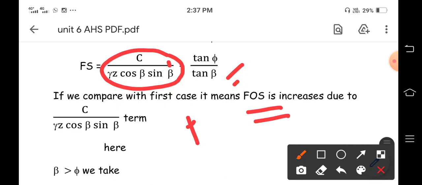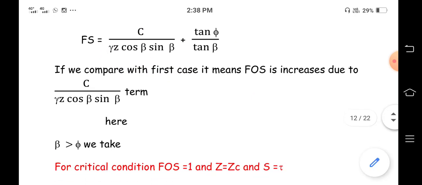Okay, in the previous case we stated that the value of phi is always greater than beta. We concluded that phi, the angle of internal friction, is greater than beta, the angle of slope, which means our slope will be stable, meaning the factor of safety is greater than 1. But in this case the factor of safety goes on increasing. So here the value of beta is greater than phi, so we have to assume the critical condition.